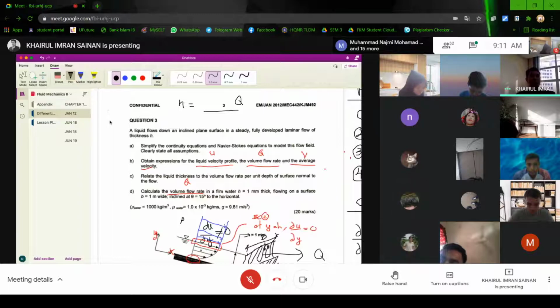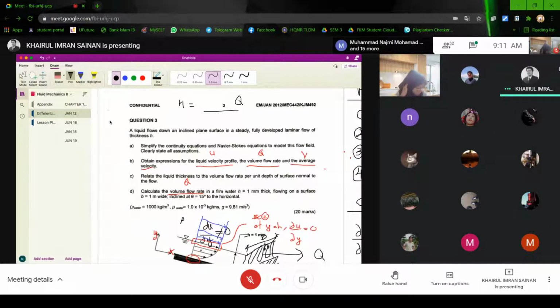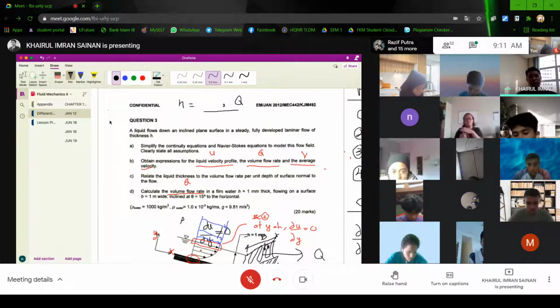You just follow how we answer this question. And then in the end, they ask you to calculate. For this case, they ask you to calculate volume flow rate. Perhaps later they ask you to calculate U, for example, or V, thickness. Okay, another one.